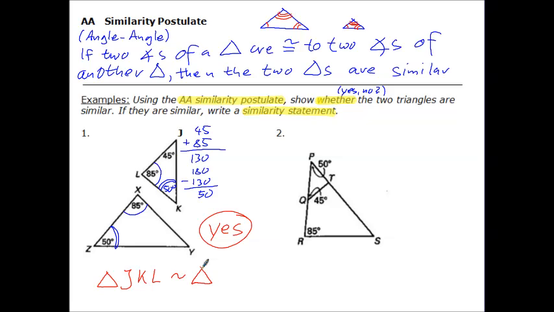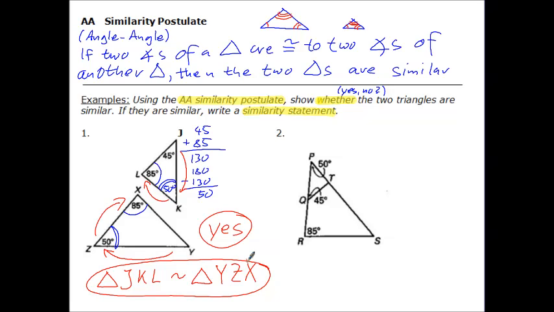Now, which way did we go? We went from the angle with 45 degrees to the one with 50, and from there to the one with 85. So we needed to go from the one that we don't have marked here to the one with 50 degrees and to the one with 85. Y, Z, X. Triangle JKL is similar to triangle YZX.